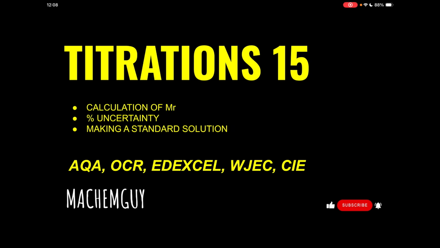So the question covers the calculation of the MR of a substance, percentage uncertainty, and a procedure to make a standard solution.